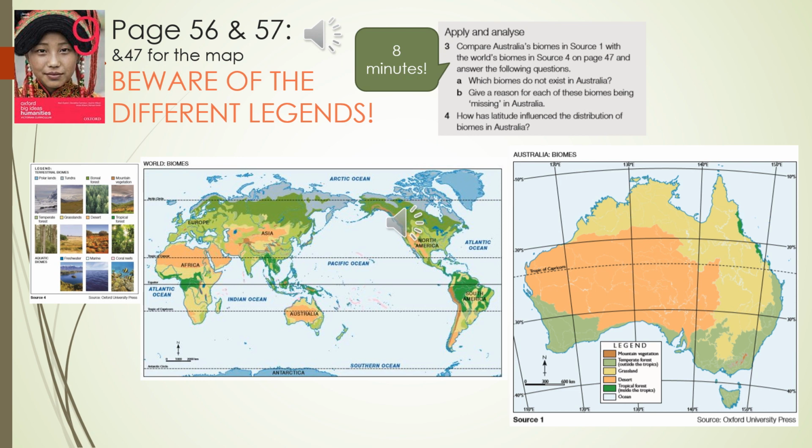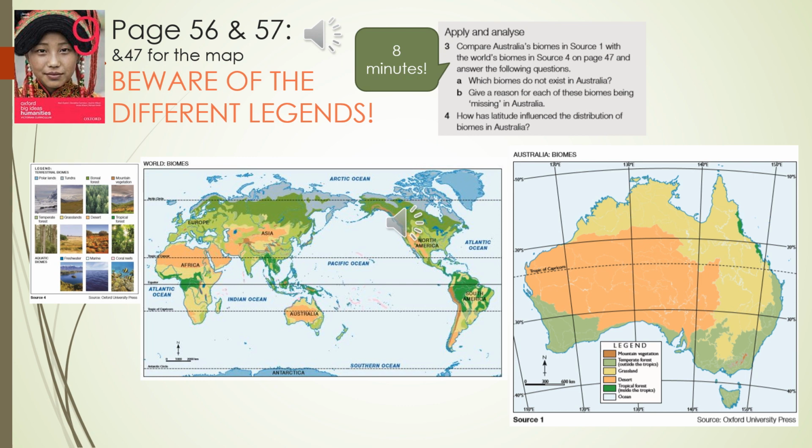Then question 4 is, how has latitude influenced the distribution of biomes in Australia? So if you need to, quickly Google what latitude is, but then consider how it's affected the distribution of biomes in Australia. So this should only take you 8 minutes.